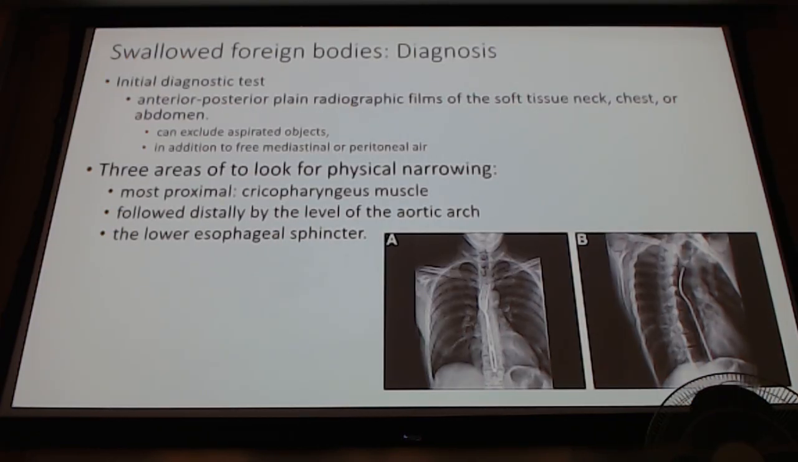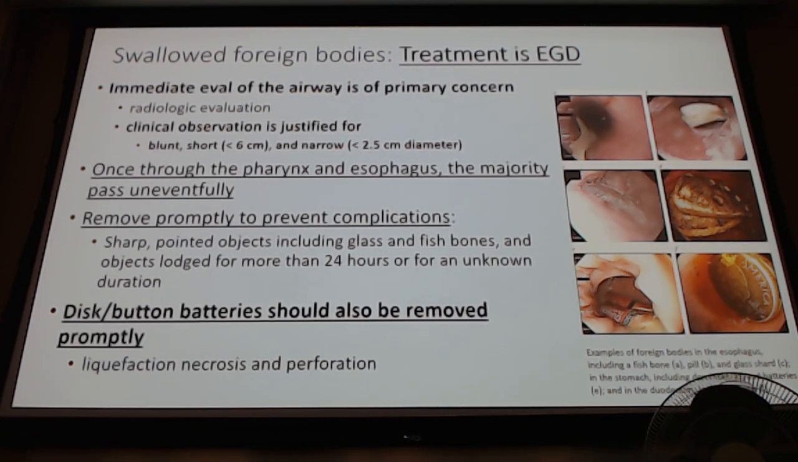All right. So, what do we do to diagnose? First we do an X-ray. We try to figure out where it is, if it's radio-opaque, if it's not. These are the types of areas in which we look if we can't find it. But most things that people swallow are radio-opaque, and we can see them on X-ray. All right, treatment most of the time is EGD.